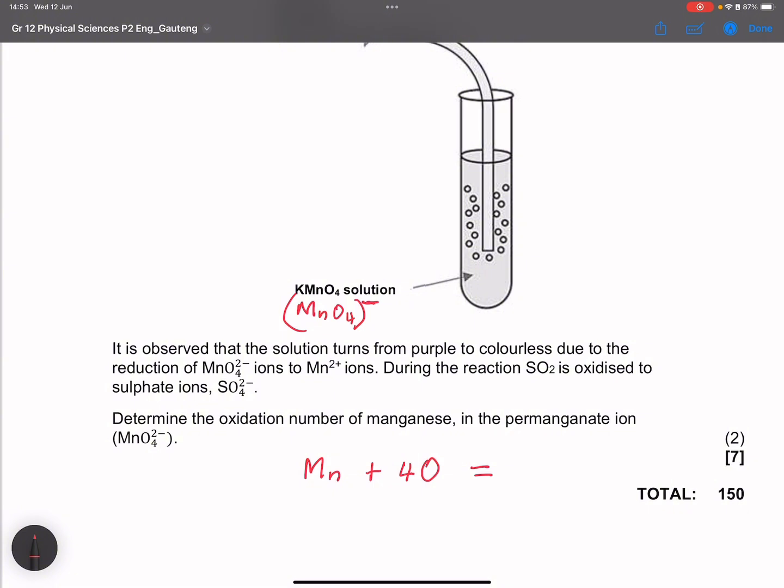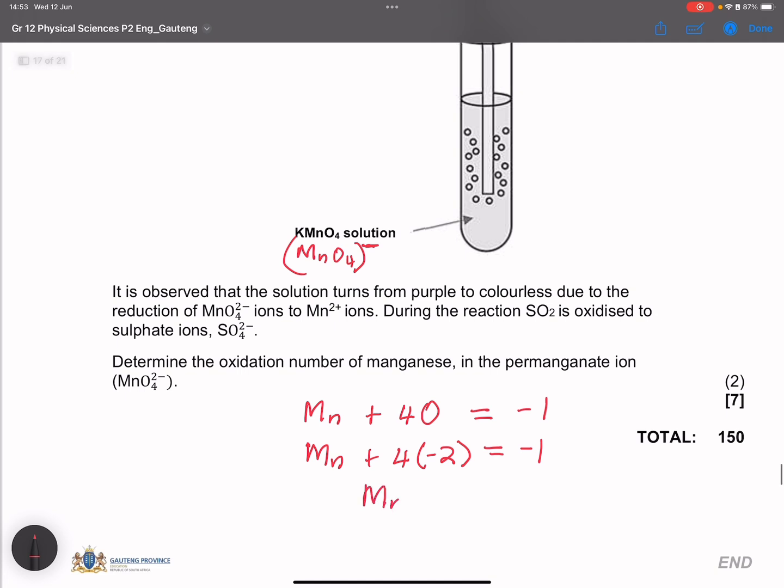So what does that say to us? It gives us -1. So if I take my permanganate ion, whatever the oxidation state of it is, plus 4 times, remember oxygen I said is -2, this would give me -1. So to get the oxidation number, 4 times -2 will give me -8. If I bring it to the other side, -1 plus 8 would give me +7. So the oxidation state of my manganese there would be 7 plus. Okay, so that is how the cookie crumbles, ladies and gents, and we come to the end of this. That was out of 150.